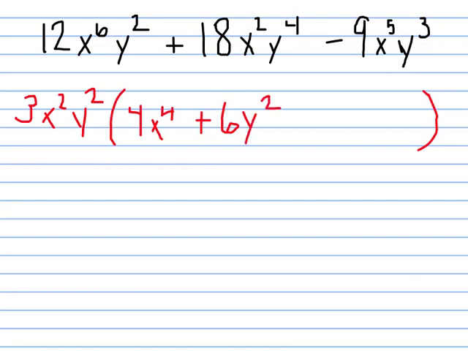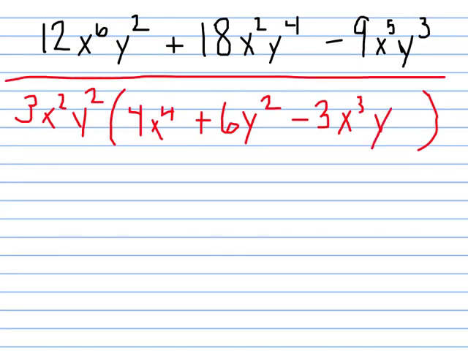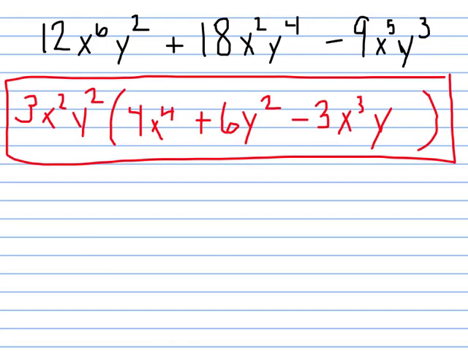Now the last one is the 9x to the 5th y cubed, so I'm going to go minus 3. X to the 5th over x squared would be x to the 3rd, and then y cubed over y squared would be y. And we have our whole entire polynomial factored.